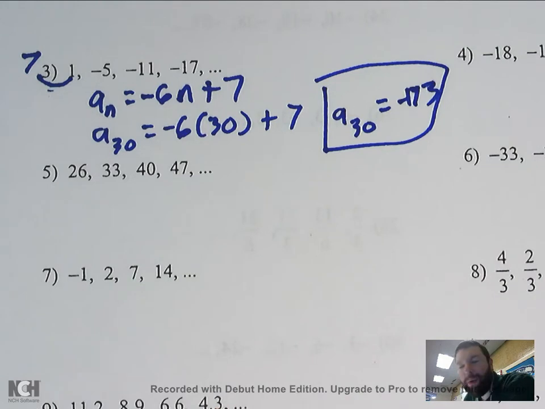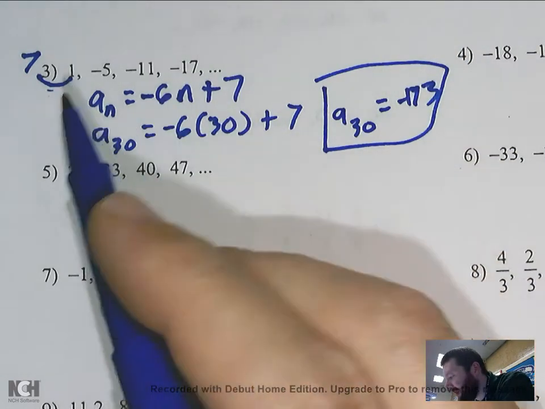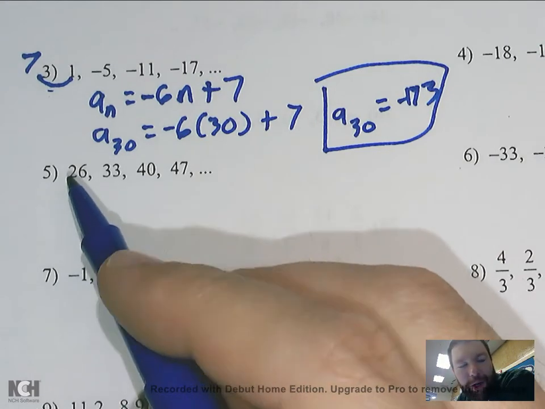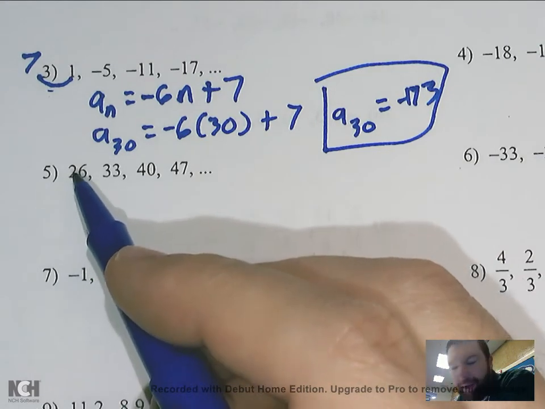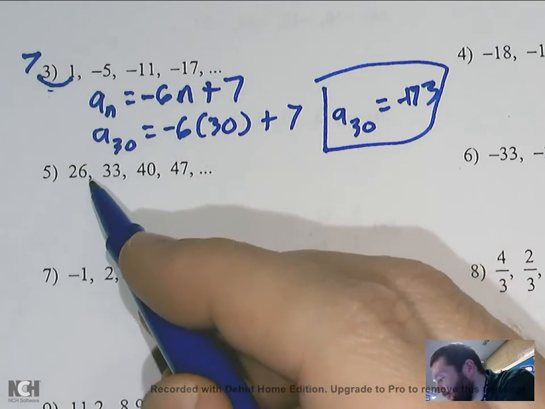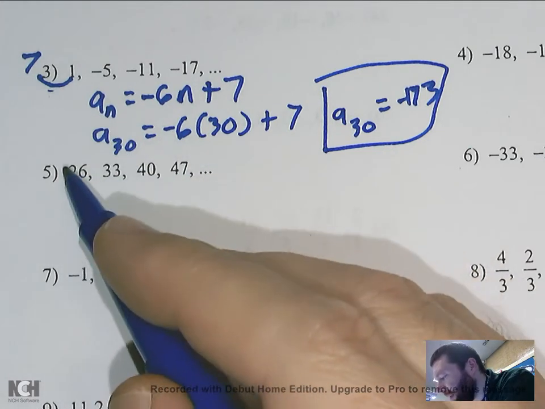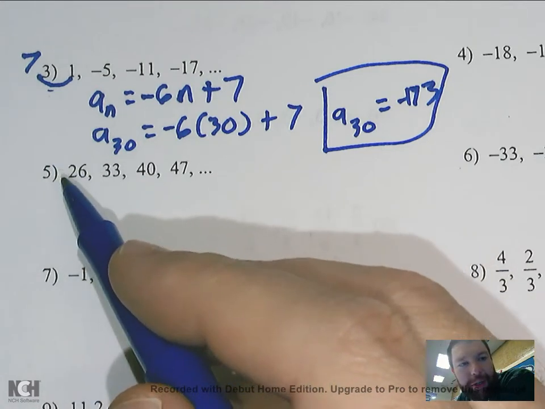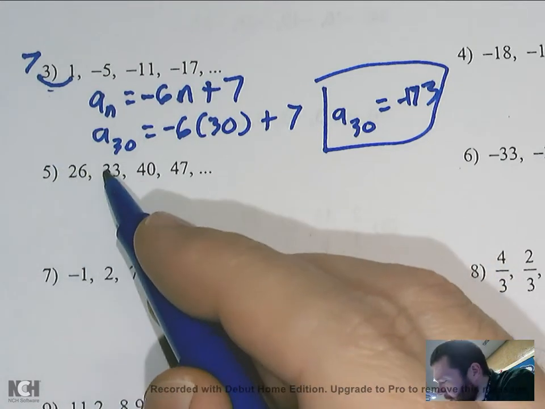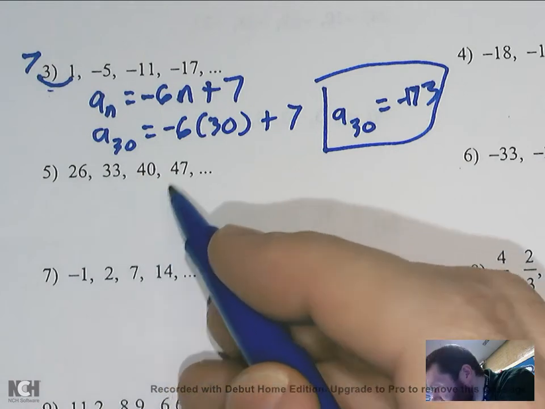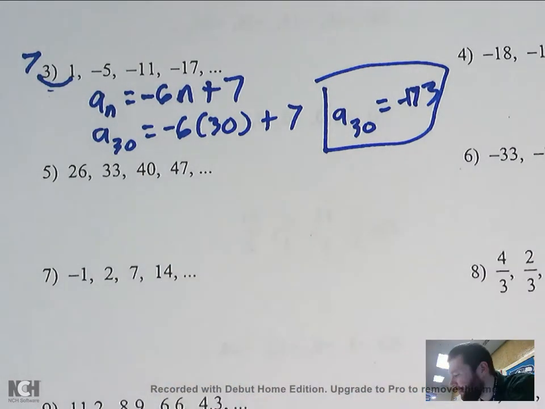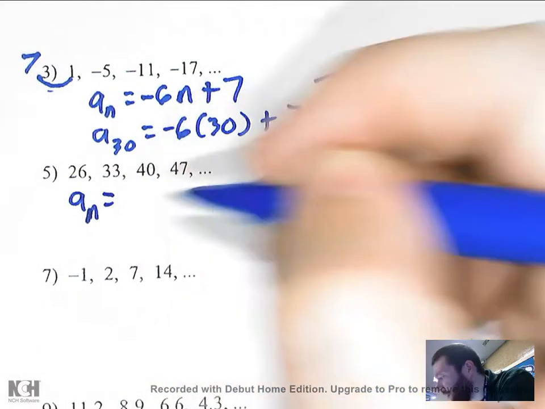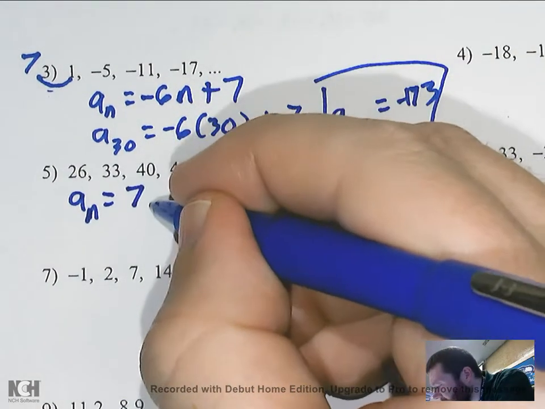Okay, let's do another one. So let's look at number 5 here. This one starts at 26, so that's its first term, right? The next term is 33. So let's figure out that difference. It would be 7. So it's going up by 7. So let's make sure it's going up by 7 each time. So going up by 7, going up by 7, going up by 7, yeah. So it's arithmetic. So then I write my formula, a sub n equals 7 times n.